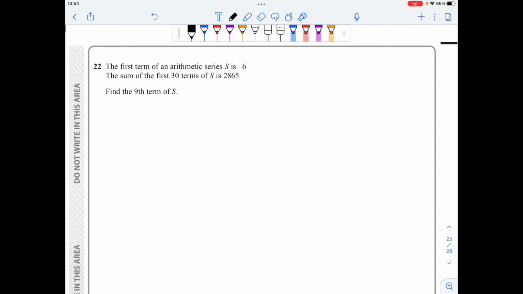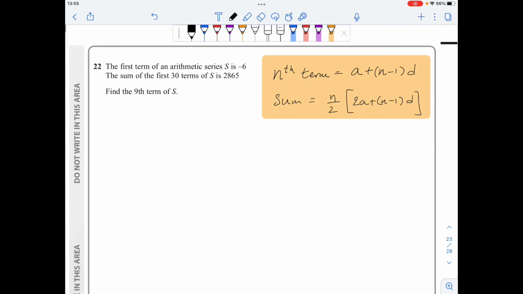For question 22, let's first recall the two formulae we know about sequences. The nth term is given by a plus n minus 1 d, and the sum of n terms is given by n over 2 times 2a plus n minus 1 d. a is the first term, in this case minus 6, and d is the common difference, which we don't know and we're going to find out.